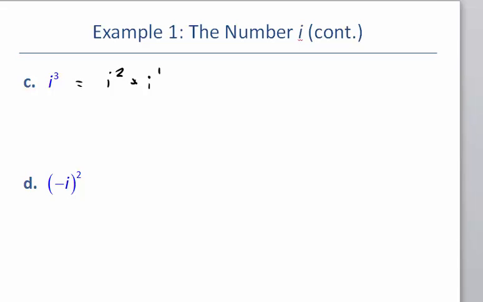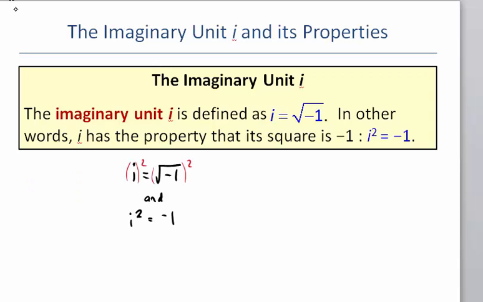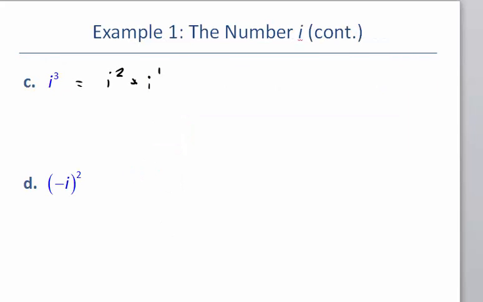Now, if we look back at our definitions, recall that i squared, we said, was equal to -1. And i to the first we know is just i. And so when we multiply -1 times i, we get -i as our final answer.